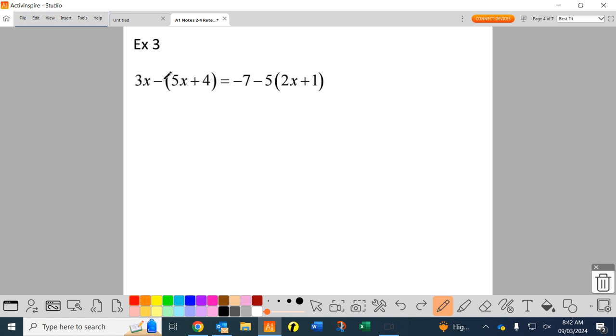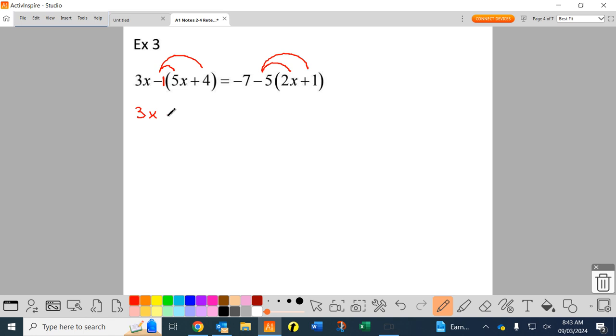And you cannot subtract first. Order of operations says I've got to get rid of these parentheses first, which means I need to multiply both of these by negative 1 before I can do anything with that negative 7. So I bring down the 3x. Negative 1 times 5x is going to be negative 5x. Negative 1 times positive 4 is going to be negative 4.